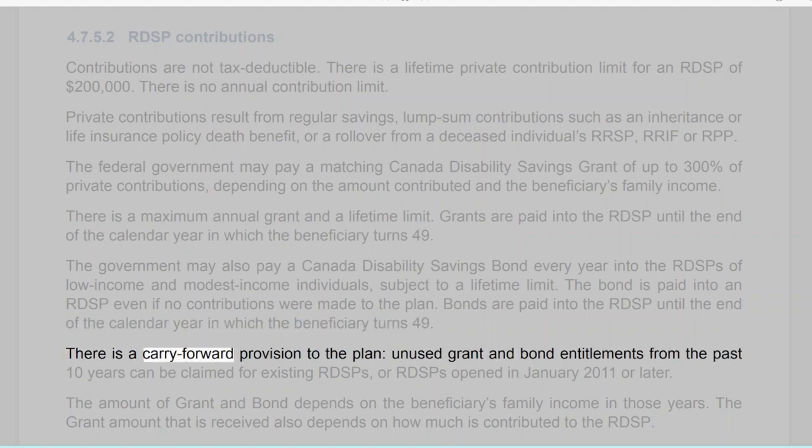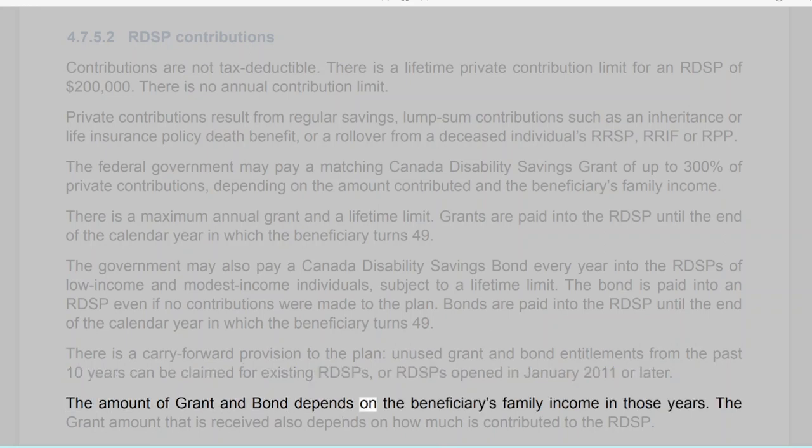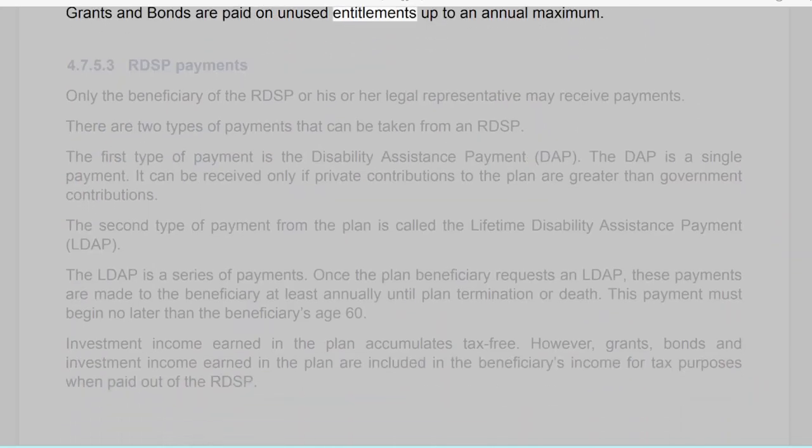There is a carry-forward provision to the plan, and unused grant and bond entitlements from the past 10 years can be claimed for existing RDSPs, or RDSPs opened in January 2011 or later. The amount of grant and bond depends on the beneficiary's family income in those years. The grant amount that is received also depends on how much is contributed to the RDSP. Grants and bonds are paid on unused entitlements up to an annual maximum.